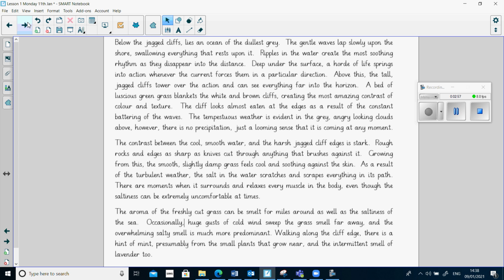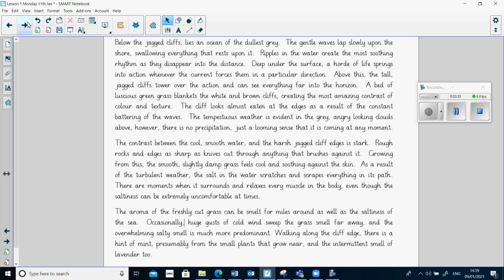There are moments when it surrounds and relaxes every muscle in the body, even though the saltiness can be extremely uncomfortable at times. The aroma of the freshly cut grass can be smelt for miles around, as well as the saltiness of the sea. Occasionally, huge gusts of cold wind sweep the grass smell far away, and the overwhelming salty smell is much more predominant. Walking along the cliff edge, there is a hint of mint, presumably from the small plants that grow near, and the intermittent smell of lavender too.